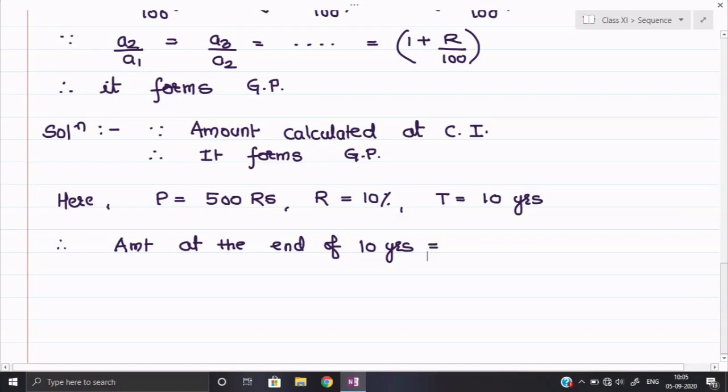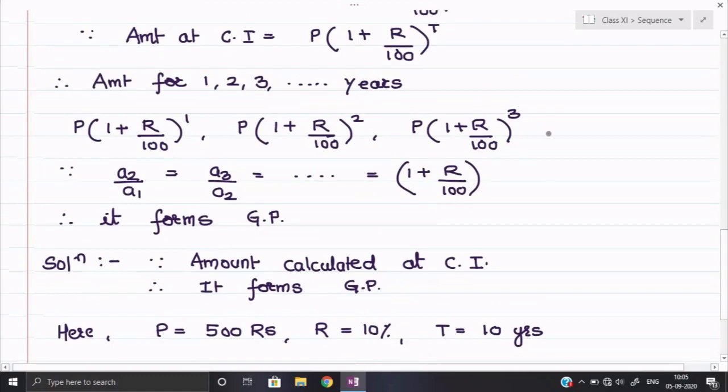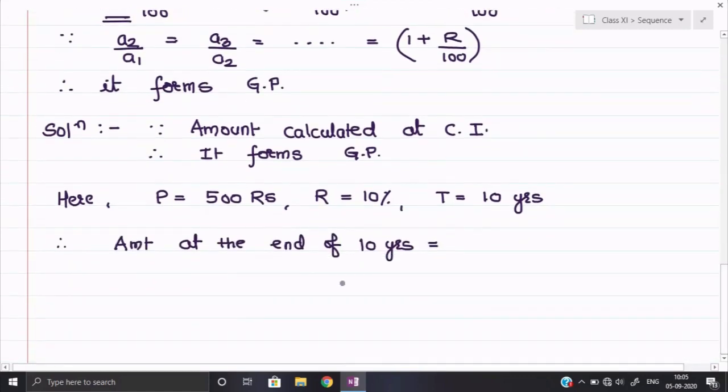So observe what pattern we are getting in such kinds of GPs. See, observe this particular line. This is the amount at the end of 1 year. Similarly, the second term is the amount at the end of second year, and the third term is the amount at the end of third year. Similarly, if I try to find the amount at the end of 10 years, it can be written as 500 into the bracket 1 plus R upon 100 whole power 10.